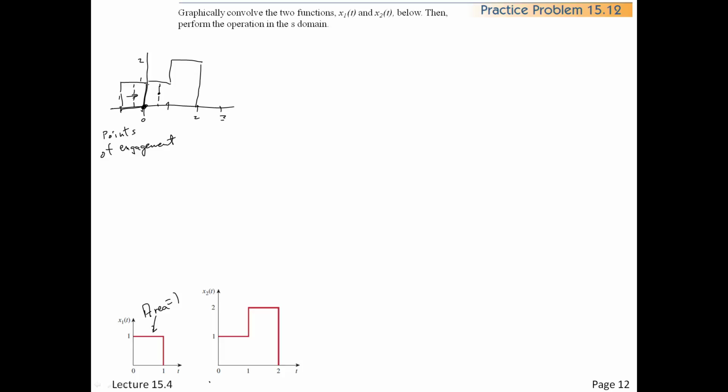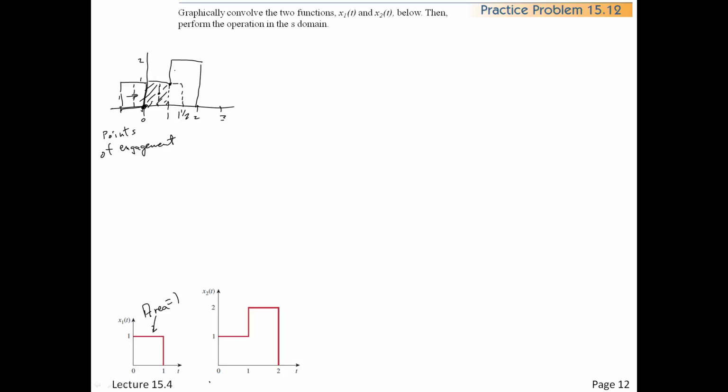Okay, and then when they're fully engaged, the first step of that will have maybe this area here, and that's 1 times 1, which obviously gives us 1. All right, now the next interesting one might be when this moves halfway over here. This is 1, this is 1.5, clearly.